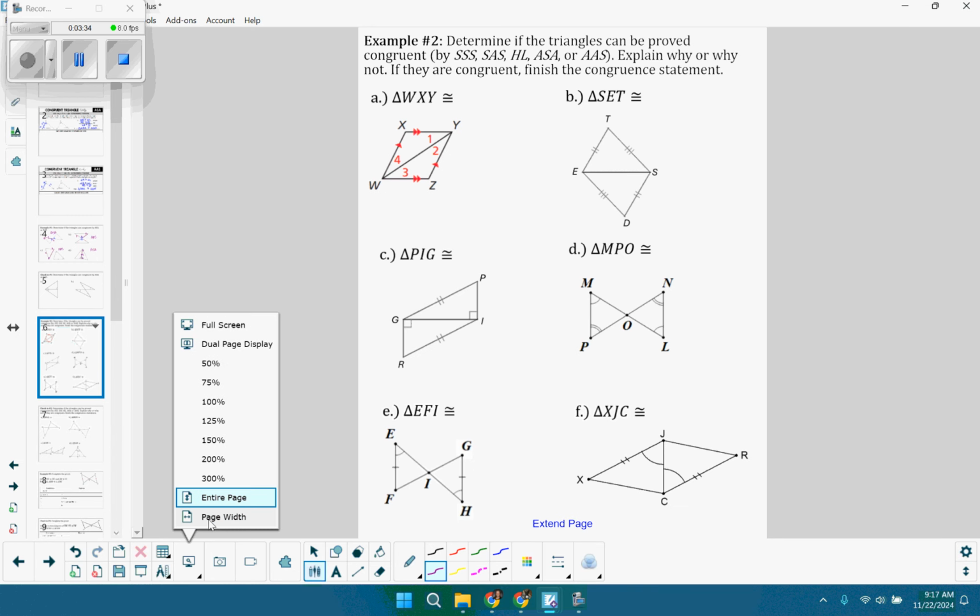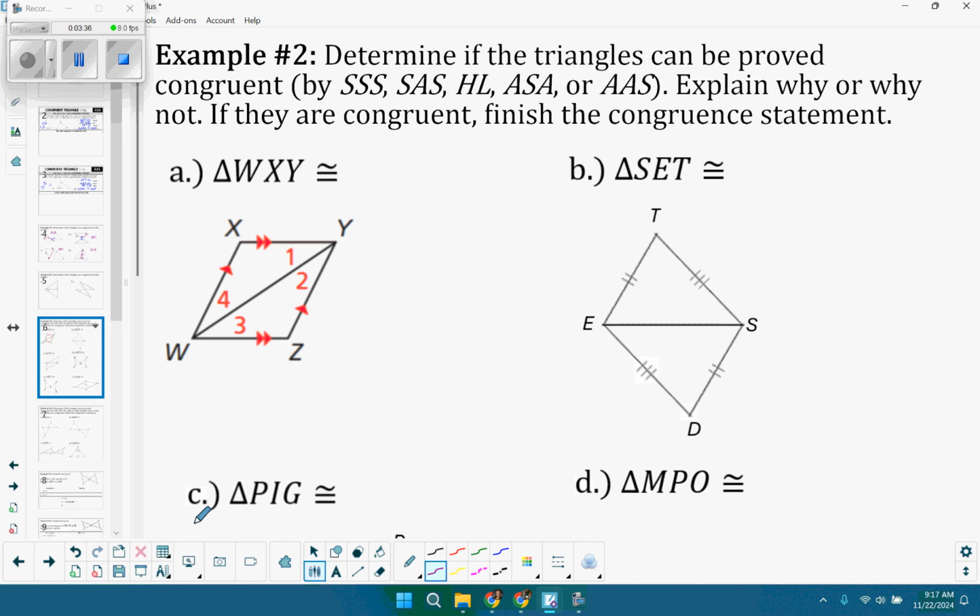So in example 2, let's not make it big yet. We want to determine if the triangles can be proved congruent, and it could be any of the 5 methods now. So the 2 new ones from now, or the 3 old ones from before. We'll explain why or why not, and if they are, we will finish the congruent statement.